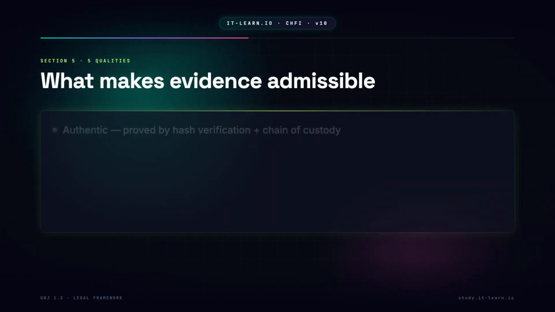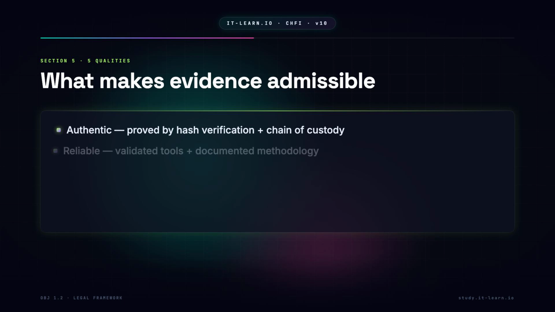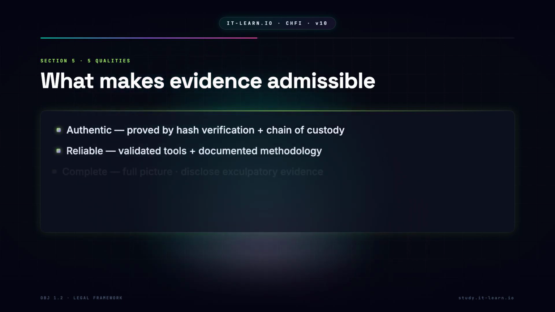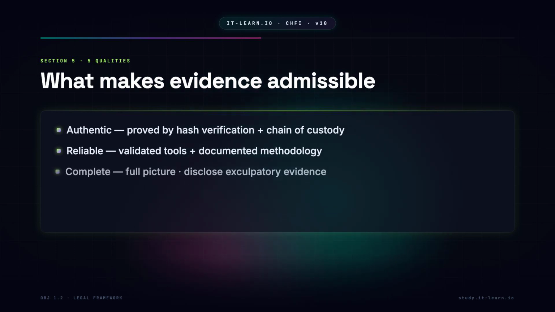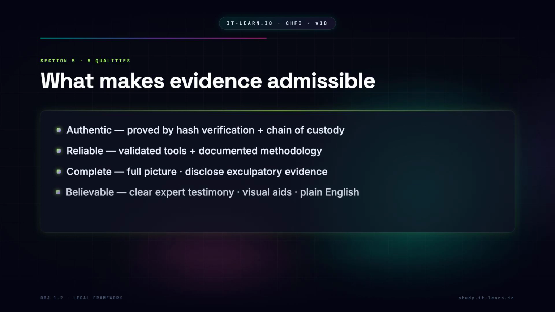5 qualities make evidence admissible. Memorize all 5. Exams test them in any order. Authentic: the evidence is what it claims to be. Proved by hash verification and chain of custody. Reliable: the evidence is trustworthy. Proved by validated tools and documented methodology.